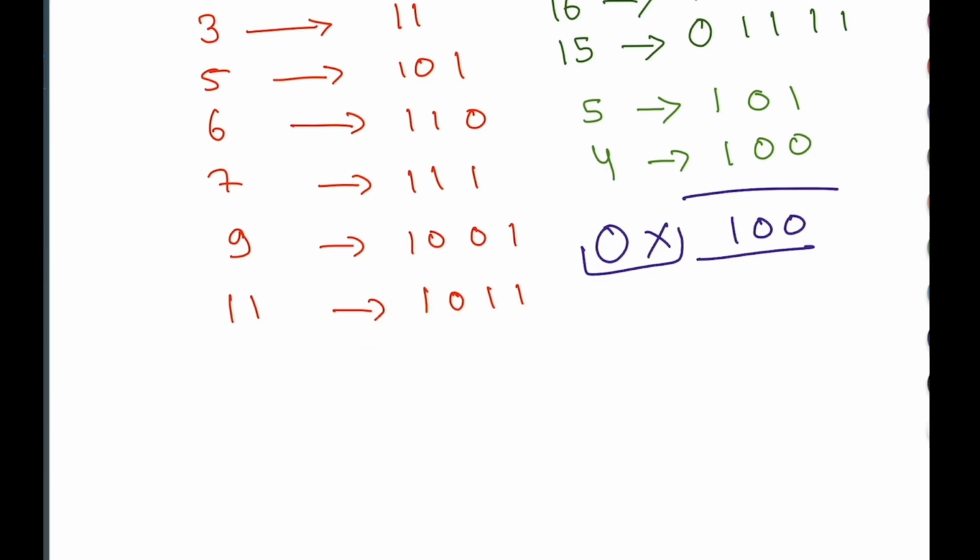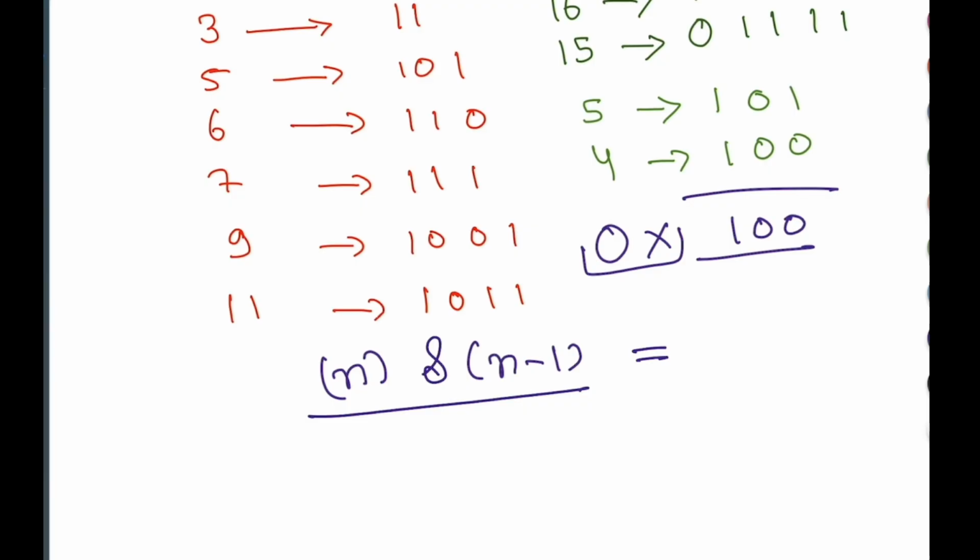So simply what we can do is we can say that whatever value of n is given, I just need to say n minus 1 and take the bitwise AND of these numbers. If it is equal to 0, then we need to return true. If it is more than 0, then we need to return false, right?